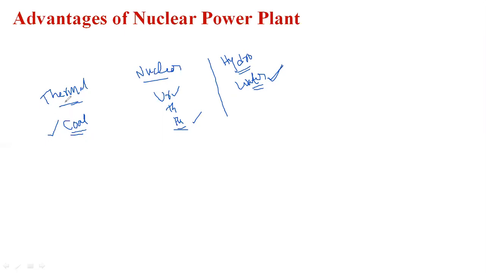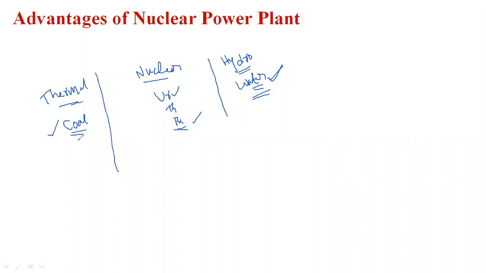In the thermal power plant, the coal requirement is more, and the water requirement is also huge. But in the nuclear power plant, the fuel requirement is very, very less. With just a little bit of fuel, we can generate the maximum amount of power, and the water requirement is also very less. In the hydro power plant, power is generated with the help of water, that is, a huge quantity of water is required.